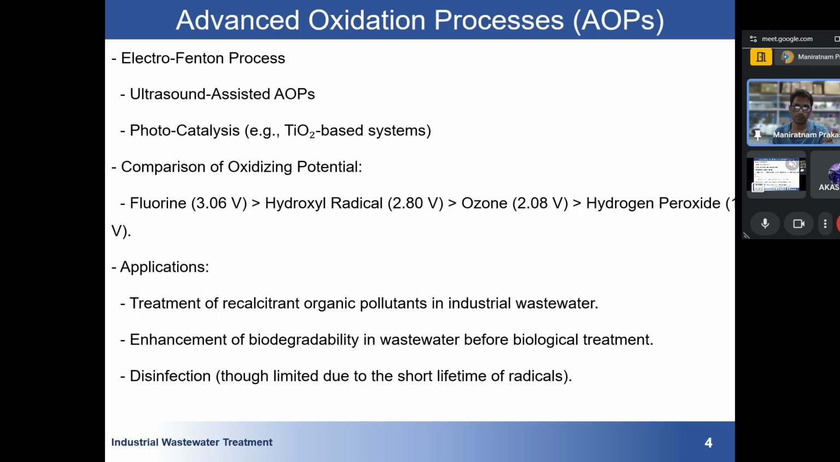If we compare the oxidizing potential, fluorine has the highest oxidizing potential. Then comes the hydroxyl radical, then ozone, then hydrogen peroxide. What is the use of this OH radical treatment? Treatment of organic pollutants in industrial wastewater, enhancement of biodegradability of wastewater before biological treatment, and disinfection. These are some of the uses. These are just a recap from the last, big three.